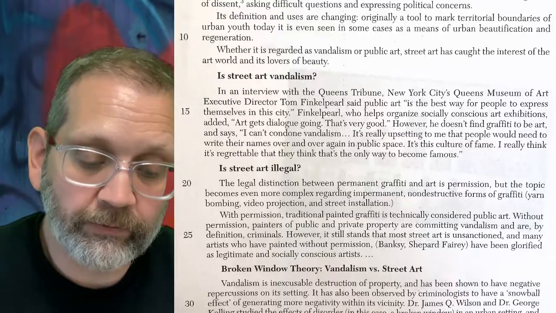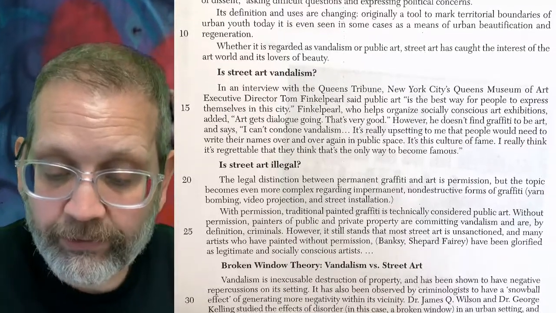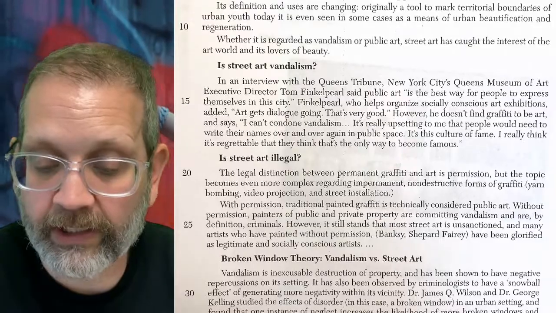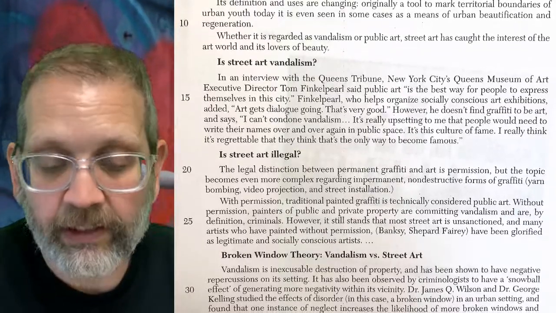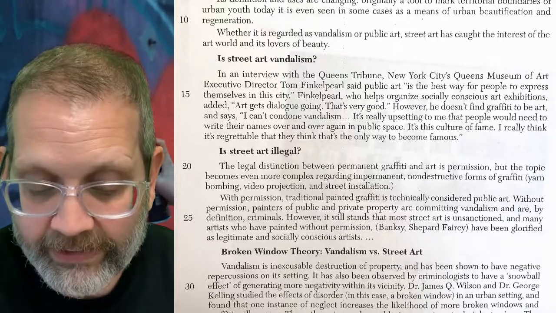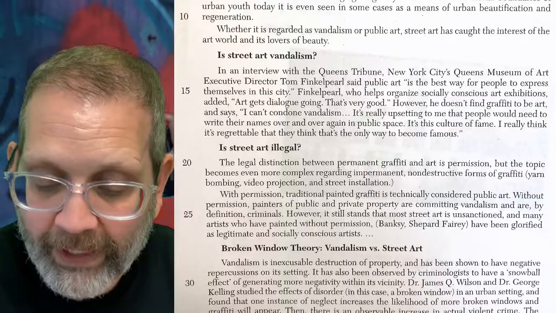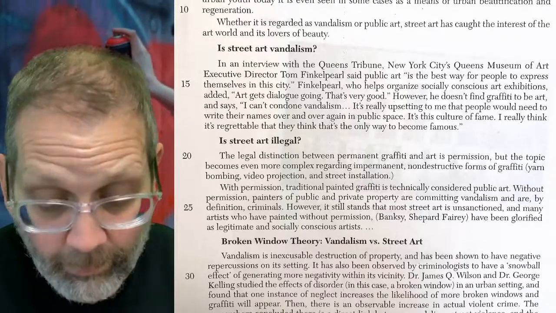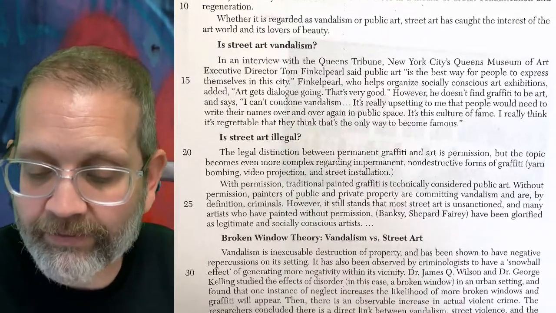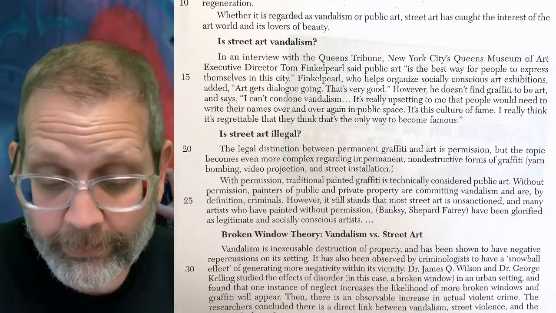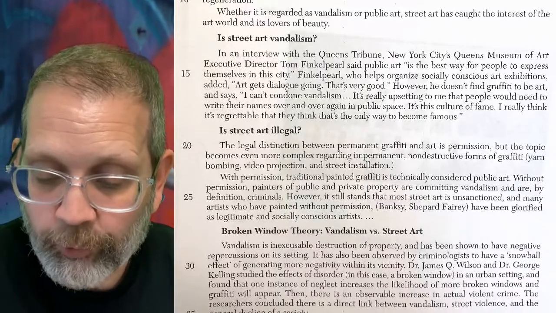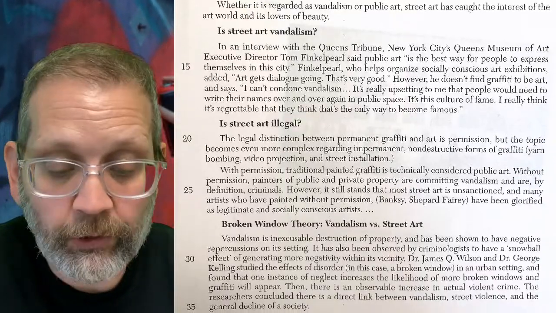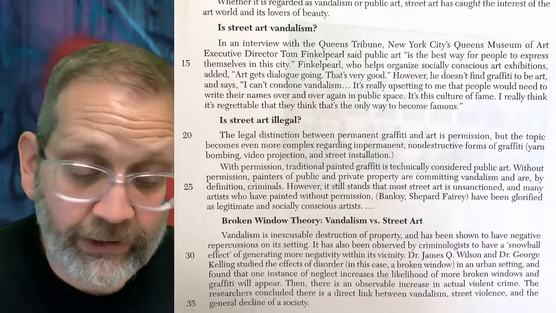Is street art illegal? The legal distinction between permanent graffiti and art is permission, but the topic becomes even more complex regarding impermanent, non-destructive forms of graffiti, like yarn bombing, video projection, and street installation. With permission, traditional painted graffiti is technically considered public art. Without permission, painters of public and private property are committing vandalism and are, by definition, criminals. However, it still stands that most street art is unsanctioned, and many artists who have painted without permission, like Banksy, Shepard Fairey, have been glorified as legitimate and socially conscious artists.